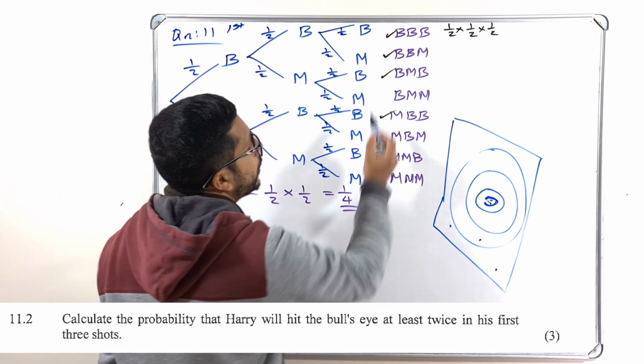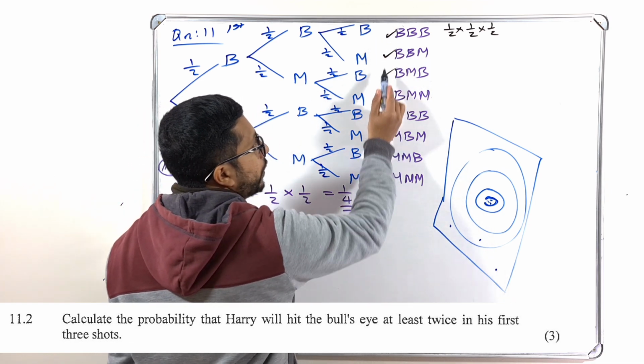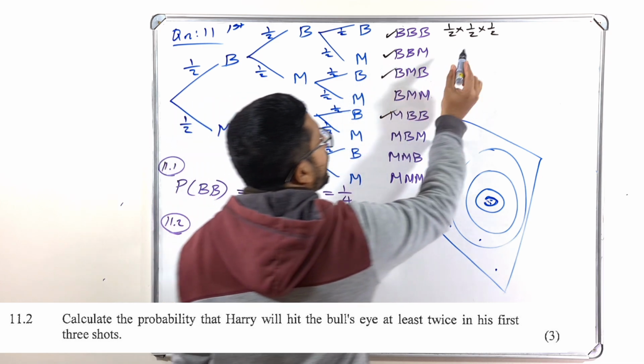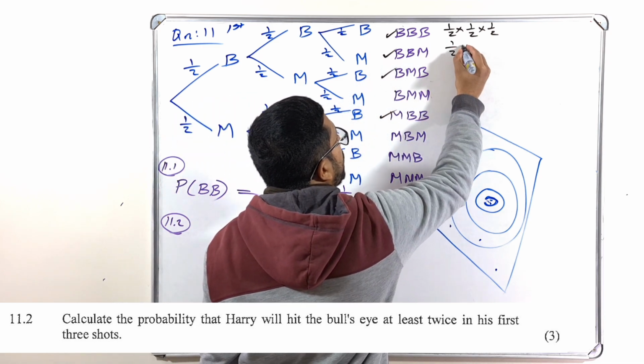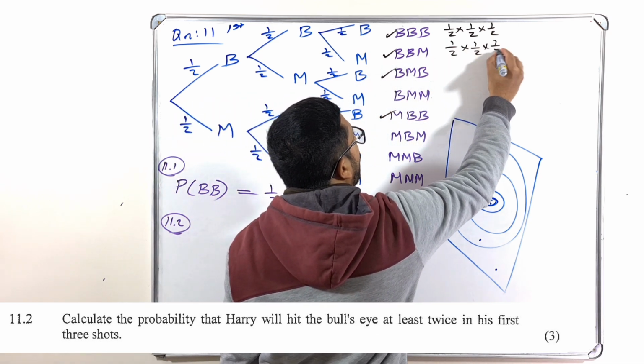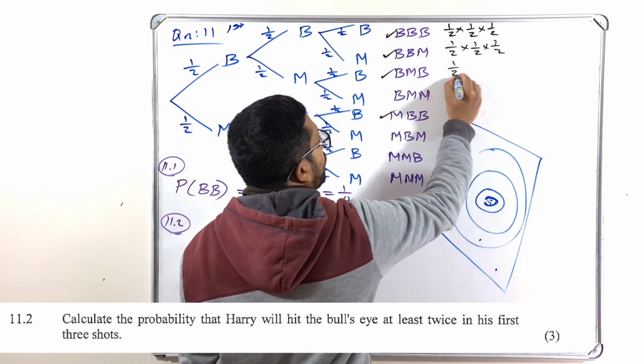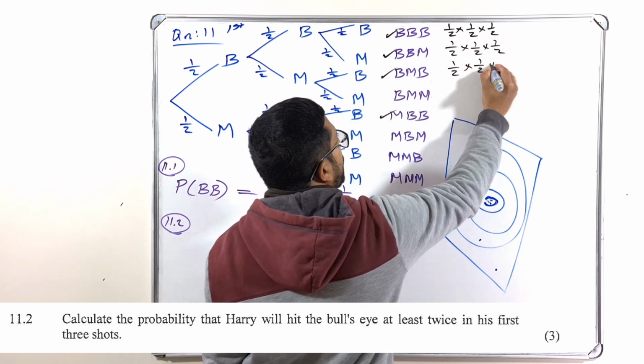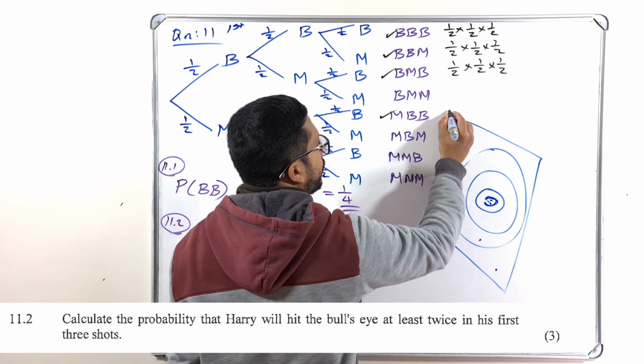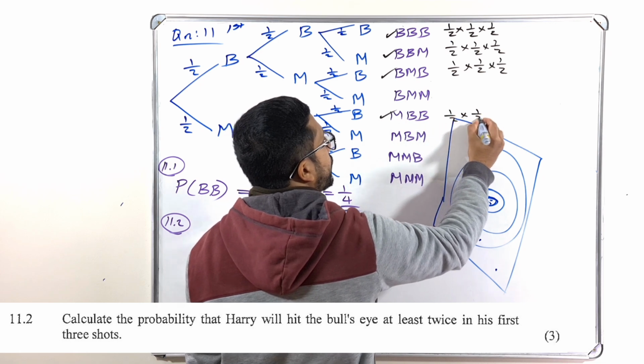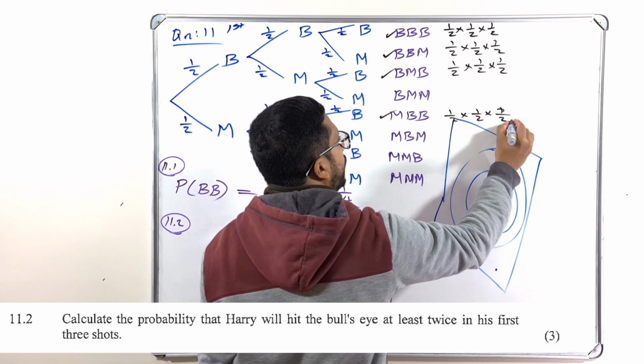So what are the possibilities? This one, this one, this one, and this one. What is the probability of this one? 1 over 2 times 1 over 2 times 1 over 2. What is the probability of this one? Total probability 1 over 2 times 1 over 2 times 1 over 2. What is the total probability? 1 over 2 times 1 over 2 times 1 over 2.